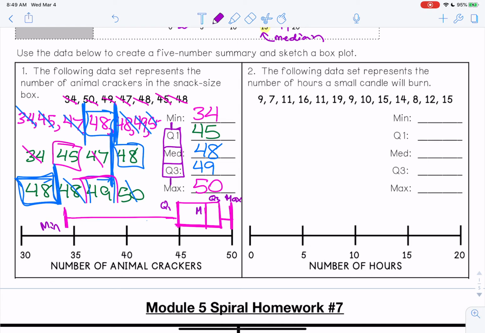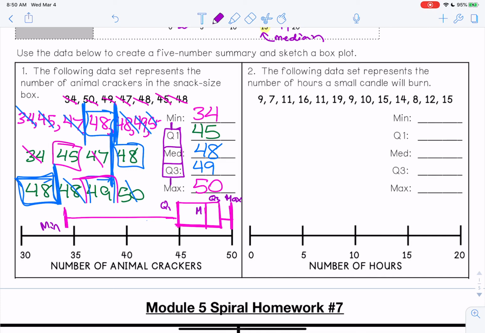Okay? Try to do number 2. Pause the video, and then when you're ready to check your answers, restart the video and see if you got the data correctly and drew your box and whisker plot correctly. Pause the video now.